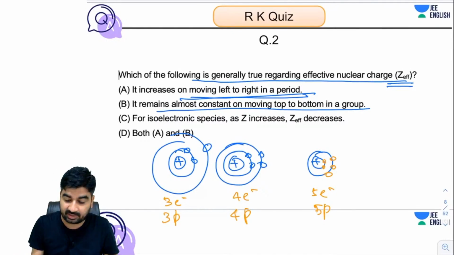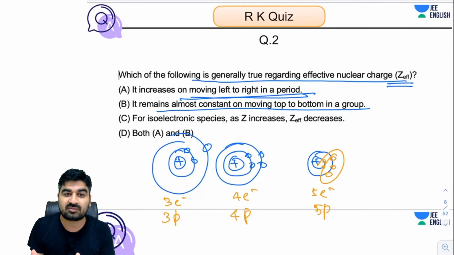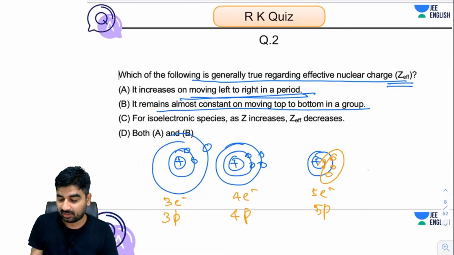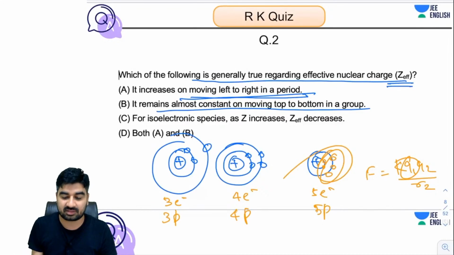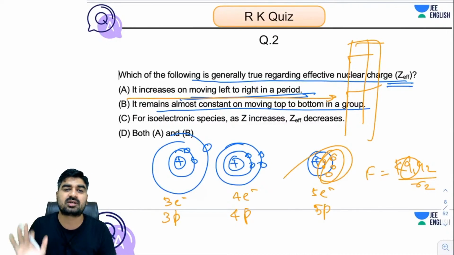So electrons are being added to the same shell. It means force of attraction will increase. Distance is same, charge is increasing. And I told you K Q1 Q2 by R square. If charge is increasing, then force of attraction will increase. So when we move left to right, Z effective will increase. But when we move top to bottom, Z effective almost remains constant.